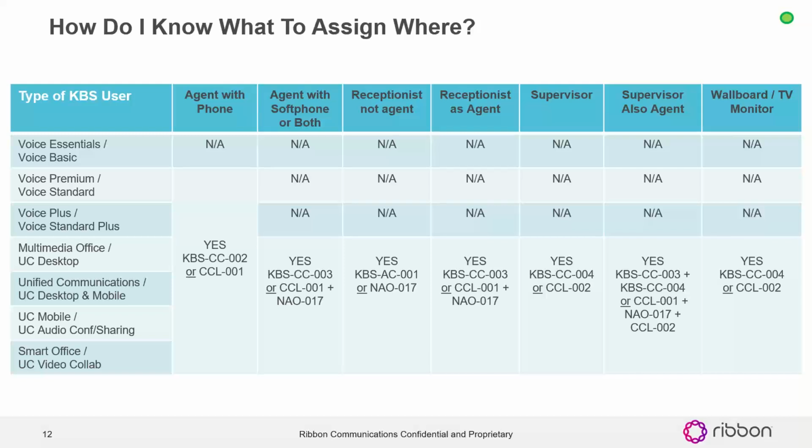And then the second rule is that if you want to use the console, or you want to be a supervisor, the console application is WebRTC based, so you have to have an underlying KBS license that gives you access to a soft client. The reason for that is KBS soft clients, as we know, are WebRTC based. The KCC client is also WebRTC based, and you can't get through the border of KBS, so you can't register a WebRTC soft client unless you have a WebRTC capable license, which we're showing here. So that's the multimedia office and above.